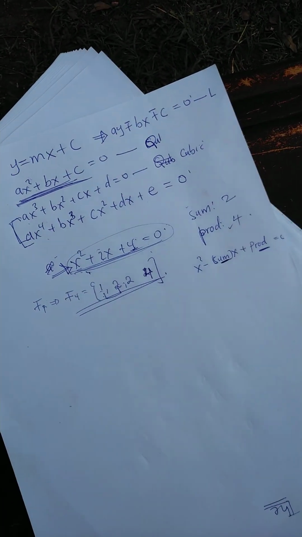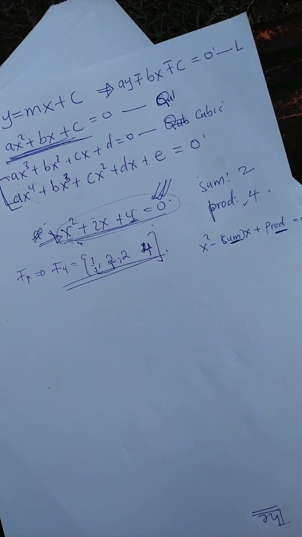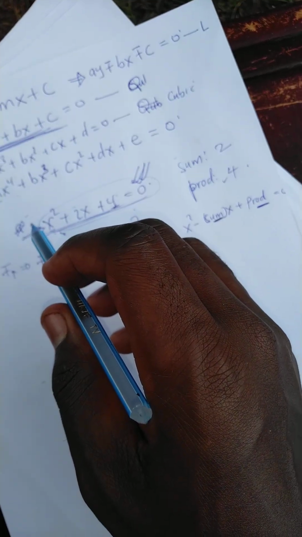Now you opt for completing squares. We shall see how we can solve this one using the completing square form. Now we can go to the next one, which is this one.